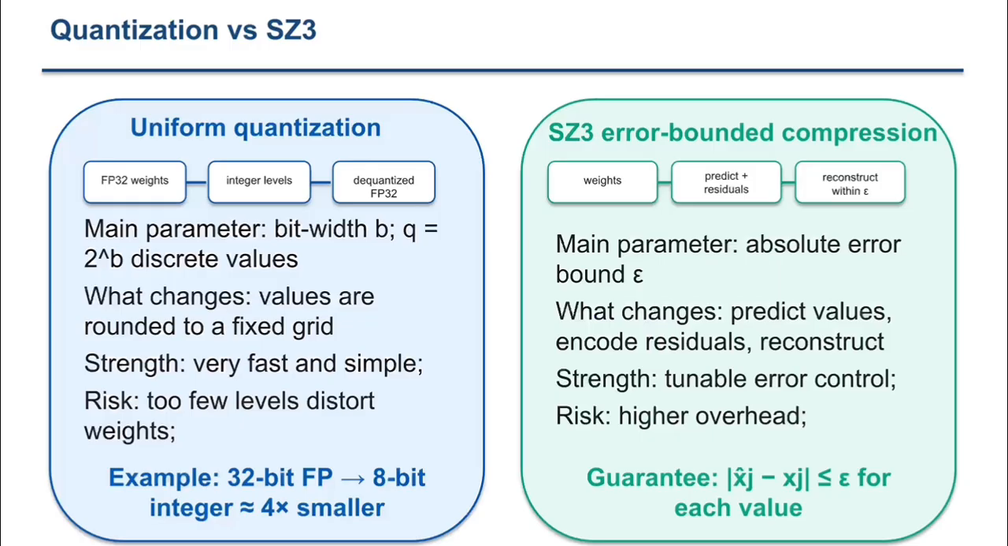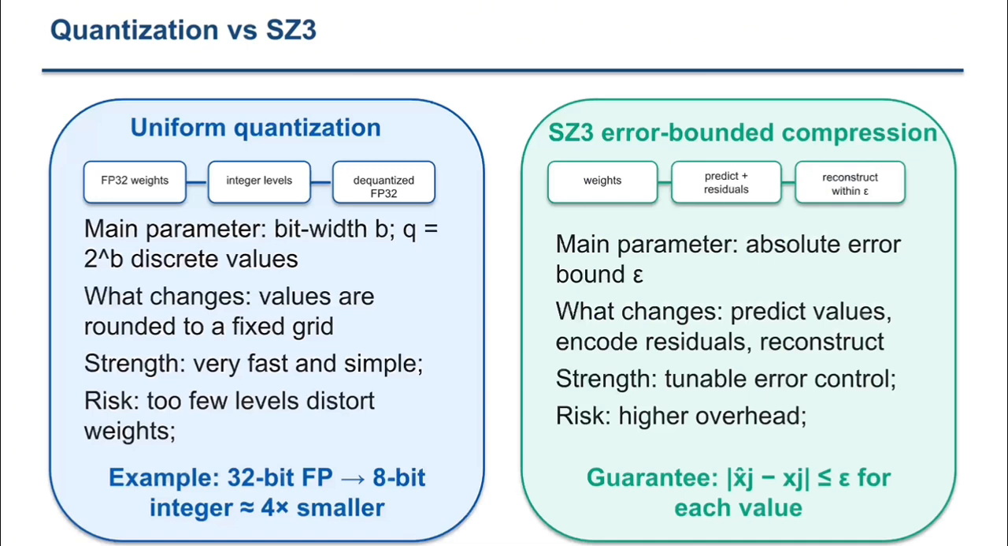The first one is uniform quantization. Instead of sending each parameter as a 32-bit floating point value, quantization maps values to fewer integer levels. For example, 8-bit quantization uses 8 bits instead of 32, so the expected reduction is about 4 times. The advantage is that it is fast and simple. The risk is that if the bit width is too small, the reconstructed weights can become too distorted.